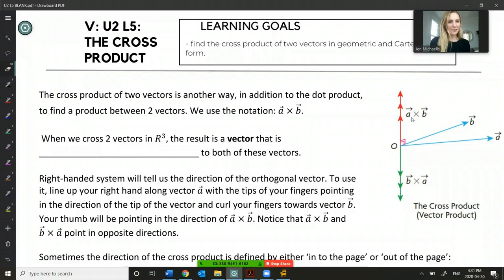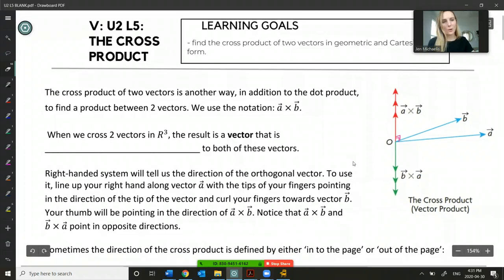So the goal by the end of today's lesson is to be able to calculate the cross product of two geometric vectors and two Cartesian vectors or more. And just to learn a little bit of the intuition behind the cross product and how it's different from the dot product. Okay, we're also going to apply this in a couple different examples throughout the way. So let's get started.